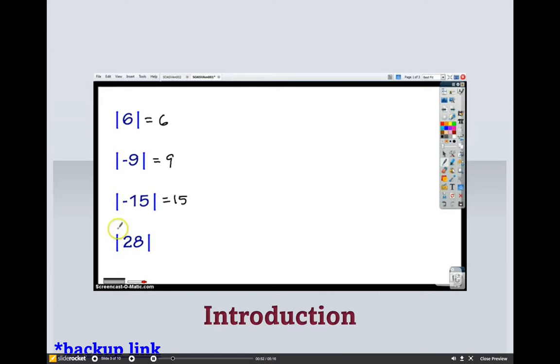And even though it's positive, it's the same idea. Absolute value of 28, there are 28. Oops. Ignore that negative sign there.